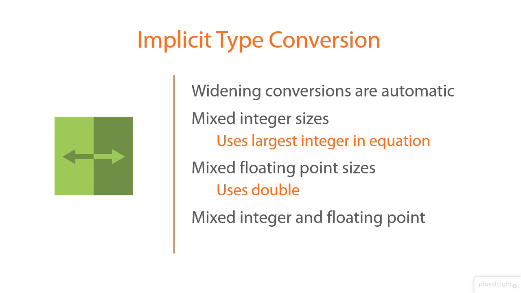And then if I have an operation that uses integer types and floating point types, the compiler will cast to whatever the largest floating point in the equation is. So if I do an operation with a long and a float, the long will be cast to a float. If I do an operation with a long and a double, the long would then be cast to a double.